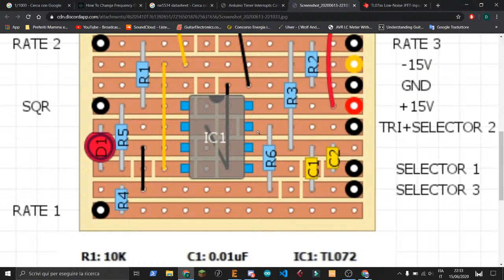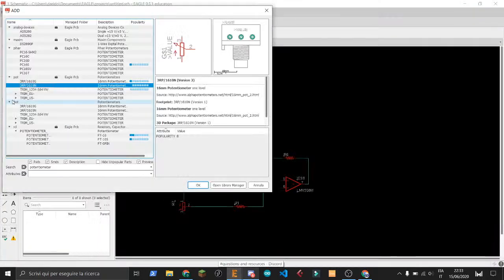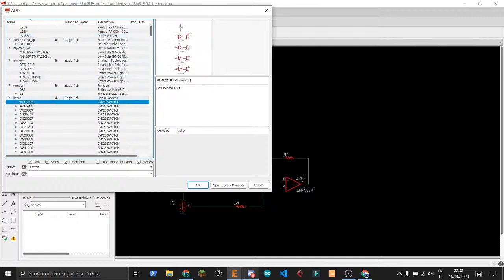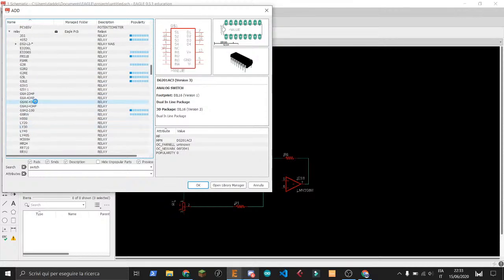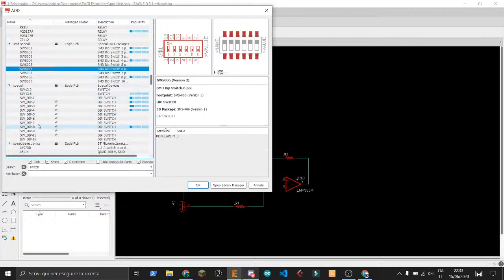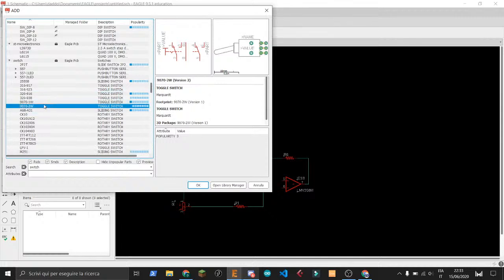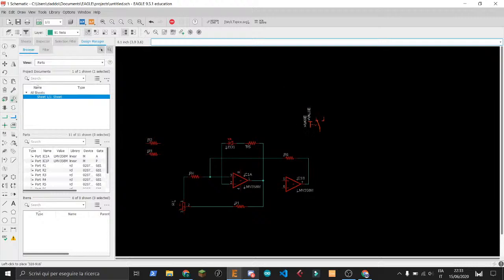Okay, so now, R6, the output is, okay, I need to include a switch, let me see a switch, CMOS switch, I don't need analog switch, no, I don't need a relay, dip switch, I don't need a relay, toggle switch. Here we go. Toggle switch. Okay. It's a bit ugly. But I guess it should work for us.